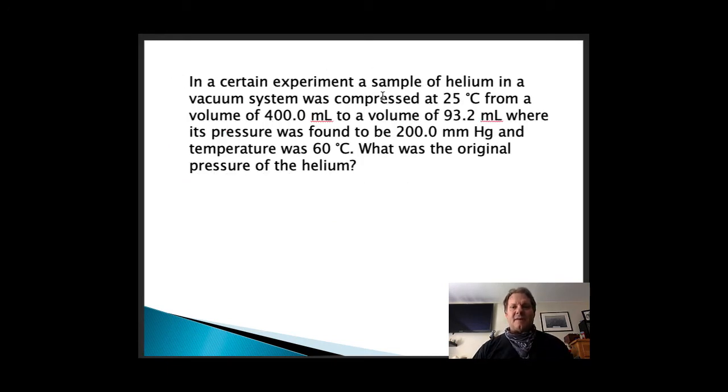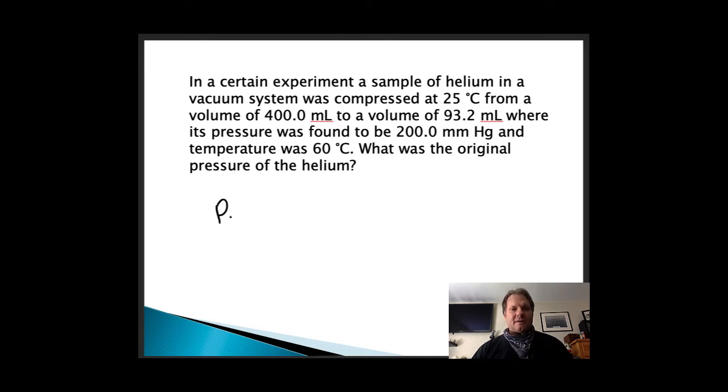In a certain experiment, a sample of helium in a vacuum system was compressed at 25 degrees Celsius from a volume of 400 milliliters to a volume of 93.2 milliliters, where its pressure was found to be 200 millimeters of mercury, and the temperature was 60 degrees Celsius. What was the original pressure of the helium?